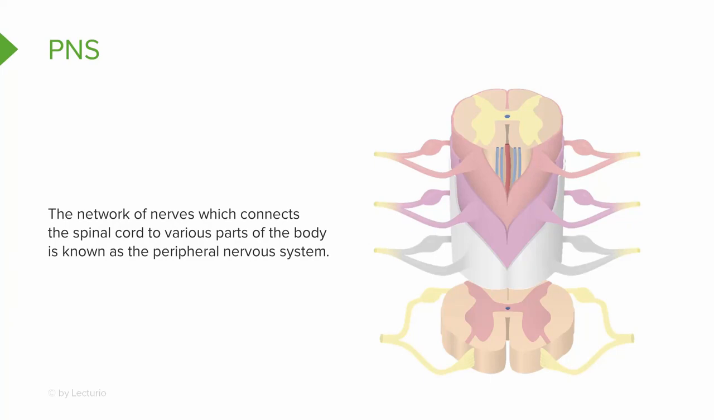Now let's take a look at the peripheral nervous system. Remember, the central nervous system goes right down the dead center of your body. The peripheral nervous system are those nerves that connect the spinal cord to the rest of the parts of your body. It's called the peripheral nervous system.